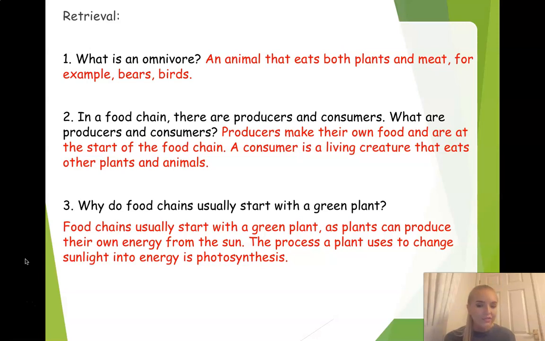Finally, why do food chains usually start with a green plant? I wonder if anyone got that P word, photosynthesis, within your answer. If you did, well done. Food chains usually start with a green plant because we learnt last lesson that plants produce their own energy from the sun. The process this plant uses to change sunlight into energy is called photosynthesis. So well done if you got all of those right.